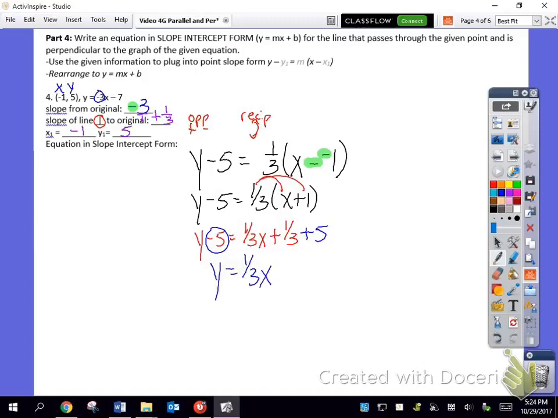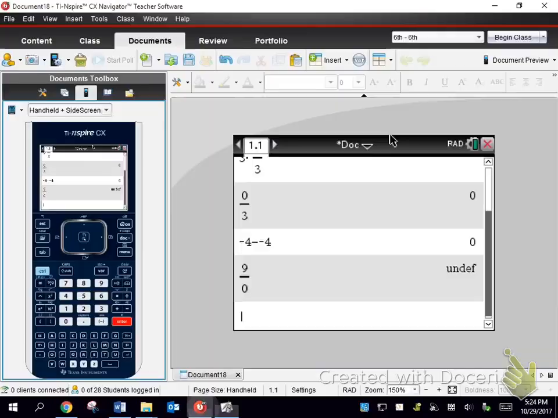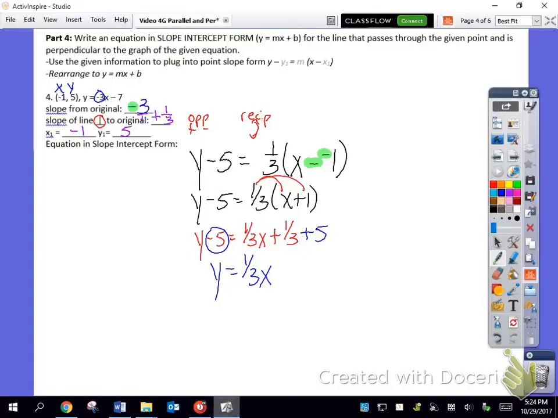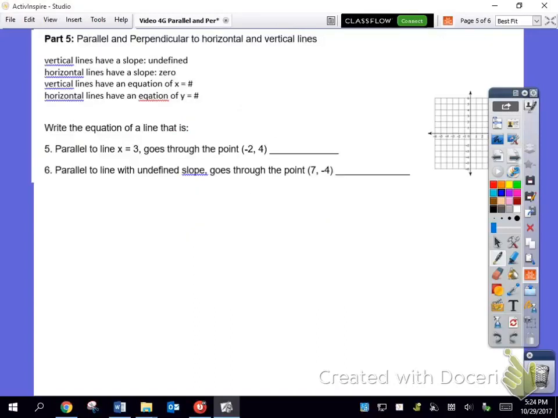And then in your calculator, you can say 1/3 plus 5. So 1 divided by 3 plus 5, and you'll get 16/3. And you can leave it like that, 16/3. Just leave it as a fraction. Okay, that's your y-intercept.